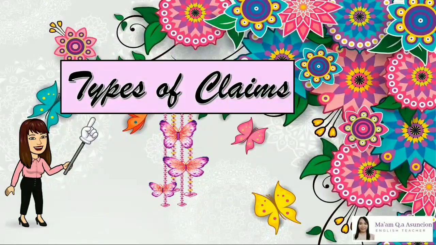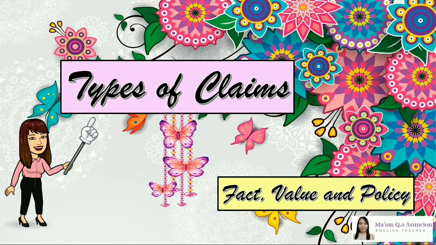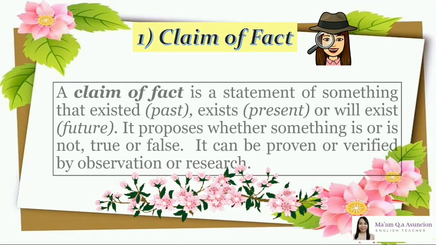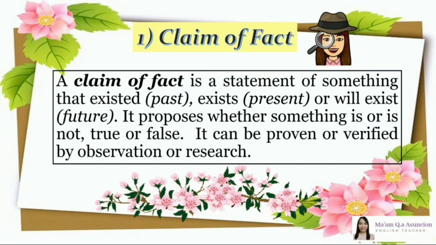Types of claims. Number 1. Claim of fact. A claim of fact is a statement of something that existed, exists, or will exist. It proposes whether something is or is not true or false. It can be proven or verified by observation or research.